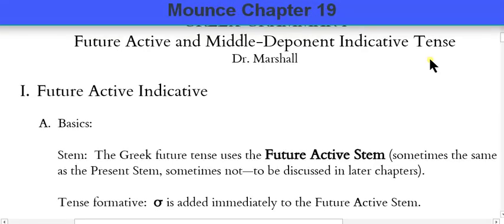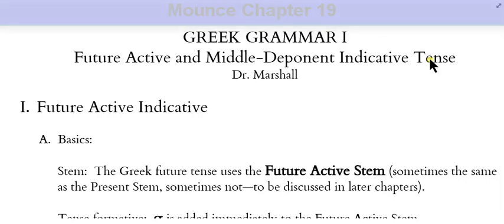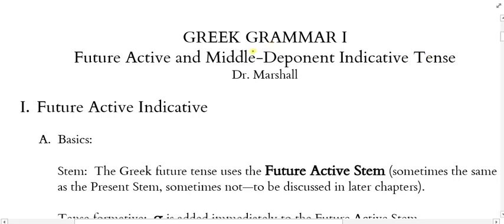So in chapter 19 of Mounce, we are going to talk about the future tense. This is a brand new tense, and this is how we describe action in the future. We're going to talk about not what did happen, not what is happening, but what will happen. Okay? So let's take a look at the handout here.